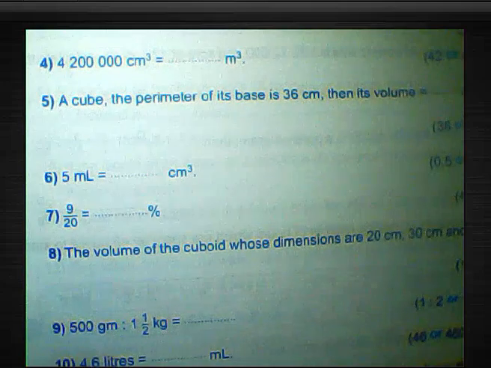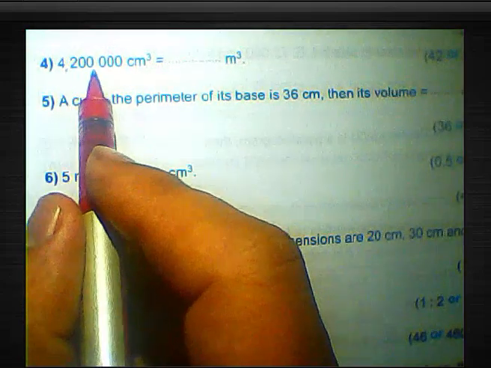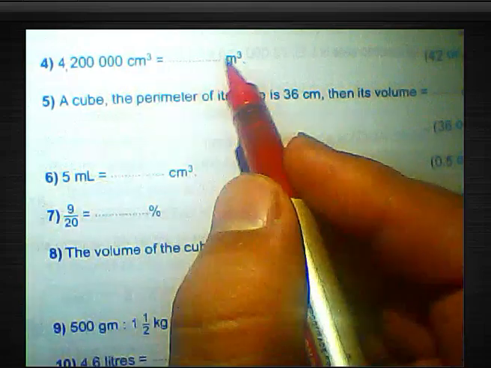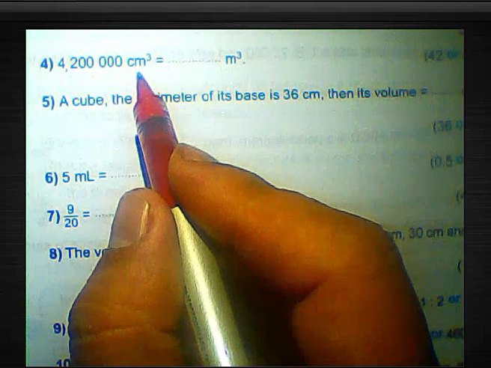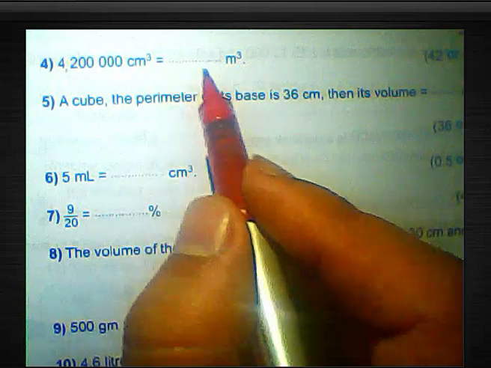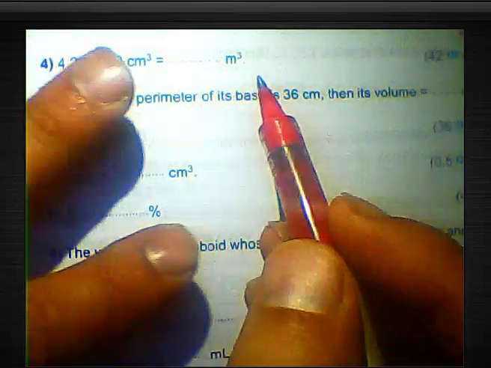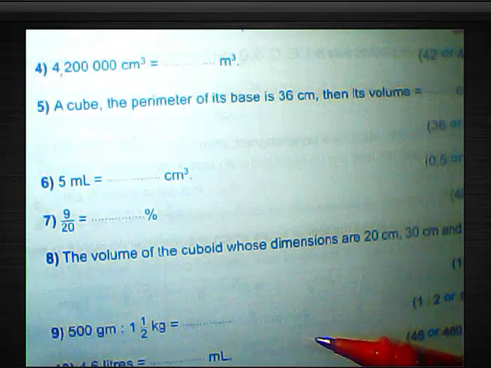Question number 4. 4,200,000 cubic centimeter equal space cubic meter. We want to convert from cubic centimeter to cubic meter, divided by what? We must divide it by million. Look at here. We have here centimeter and meter. If you want to convert from centimeter to meter, you must divide it by 100. But if you want to convert from cubic centimeter to cubic meter, you must divide it by 1 million.